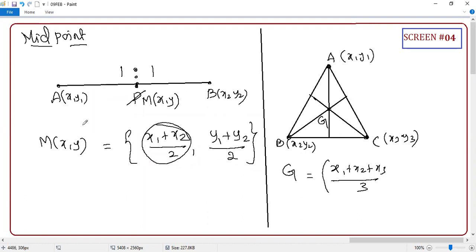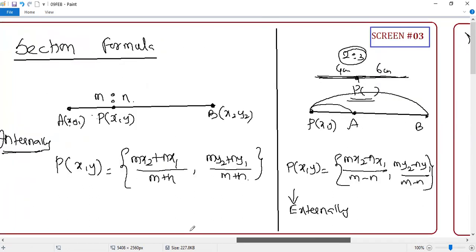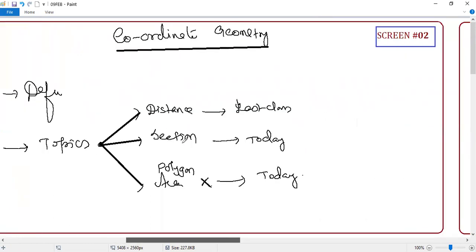How is this working, students? x1 plus x2 by 2 is the midpoint. This is 3 points, so this is also an average. Again, I'm saying that we are not going to share the derivation now because of the time. Else, I used to derive all the formulas, but that itself will take one class, one hour to understand all the formulas. Right, students? Okay. So only these formulas are there under the section formula. Clear?